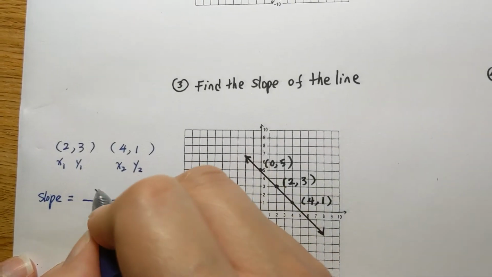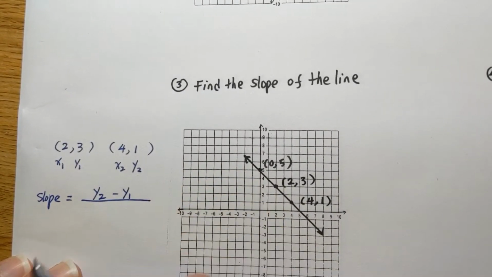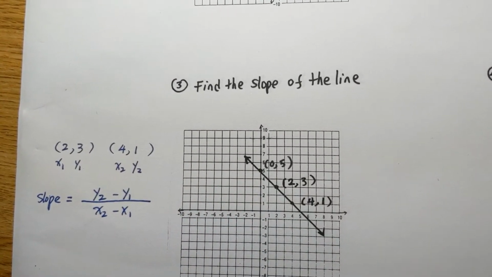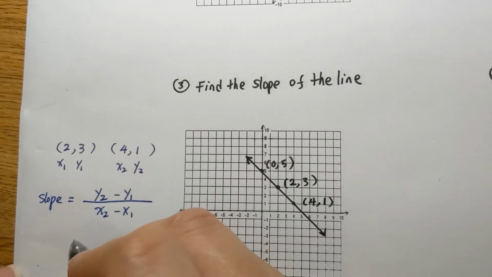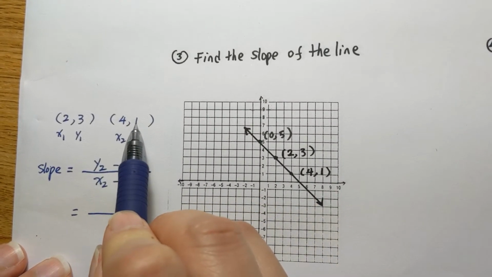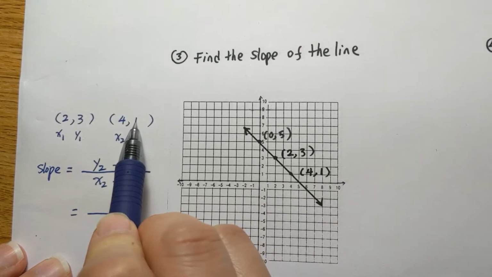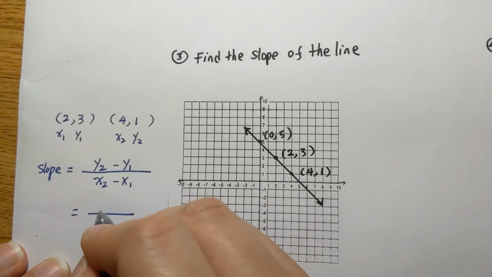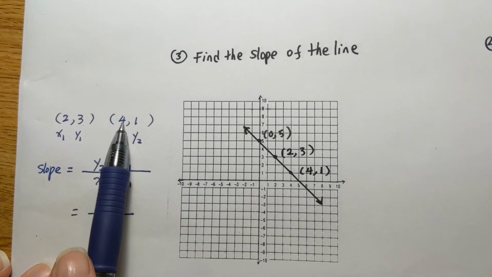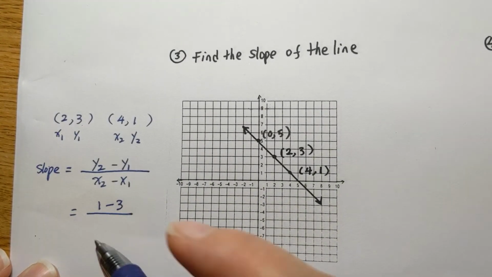Now we say y2 minus y1 over x2 minus x1. That is the slope formula. Now we're going to do substitution. So we had y2 is 1, so 1 minus 3. And we go to the x value, 4 minus 2.